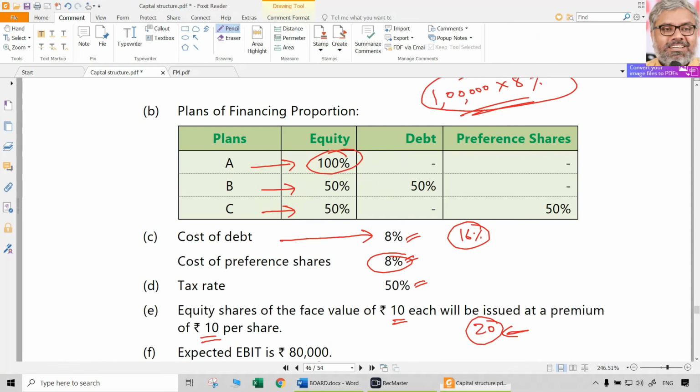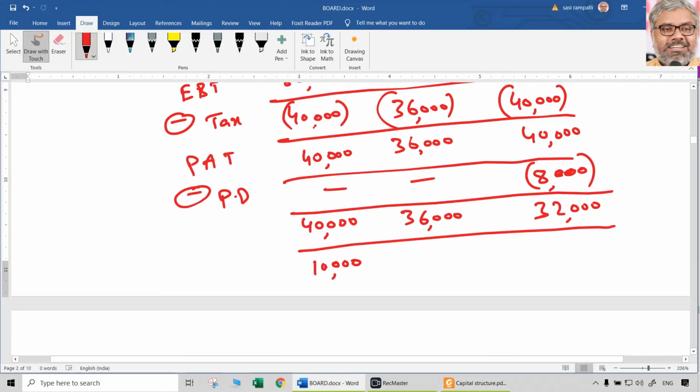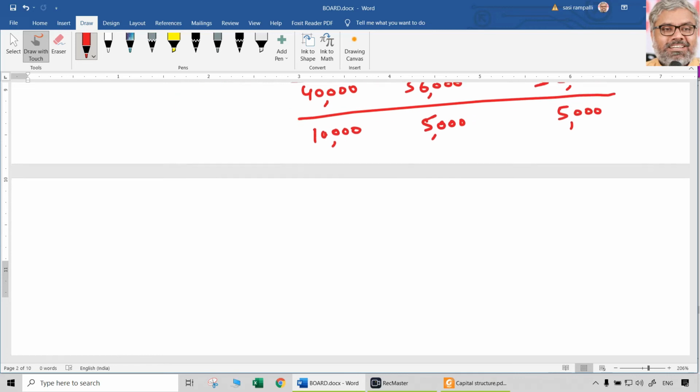in plan A. Plan B, only 1 lakh is raised through equity, 50% only is raised through equity, which means 1 lakh rupees only to be raised. So for 1 lakh equity with the issue price of 20, we have to issue 5,000 equity shares. Plan C also 5,000 equity shares only, because there also the amount raised through equity is 1 lakh rupees.